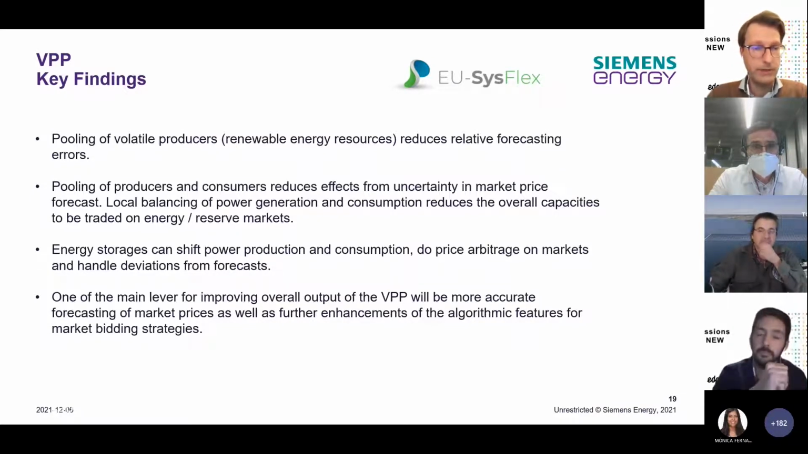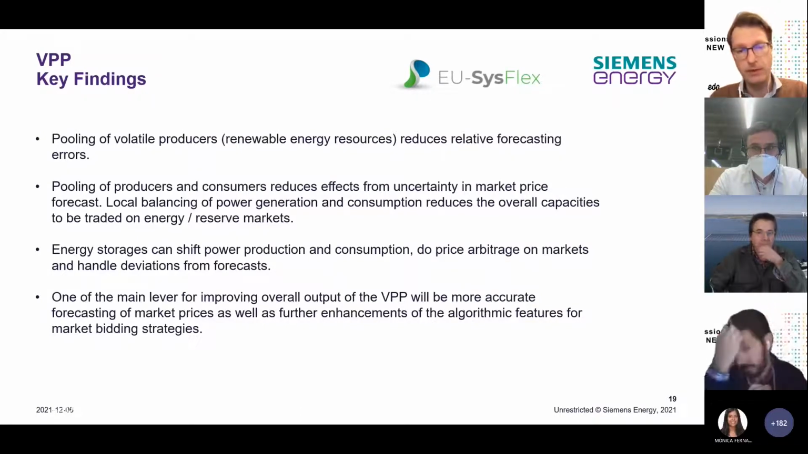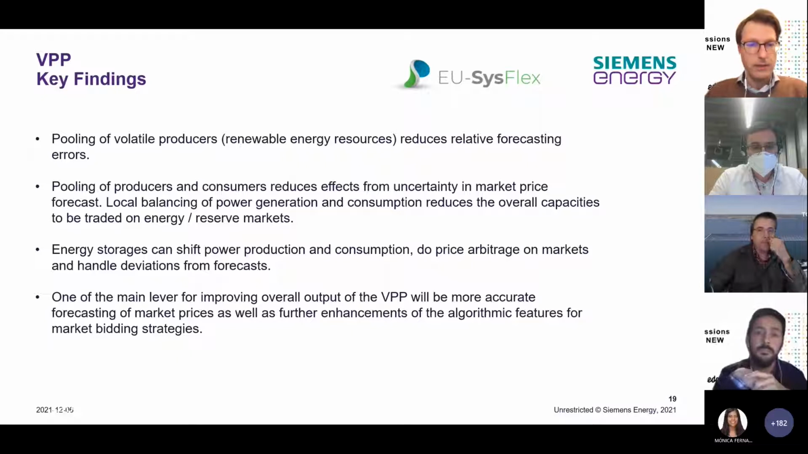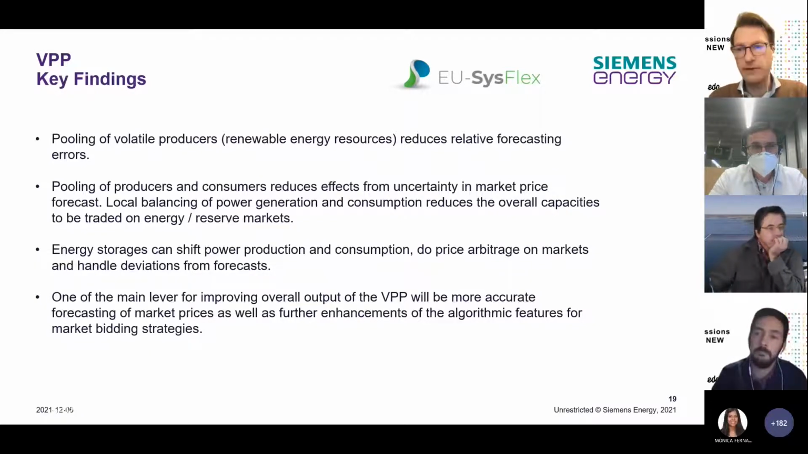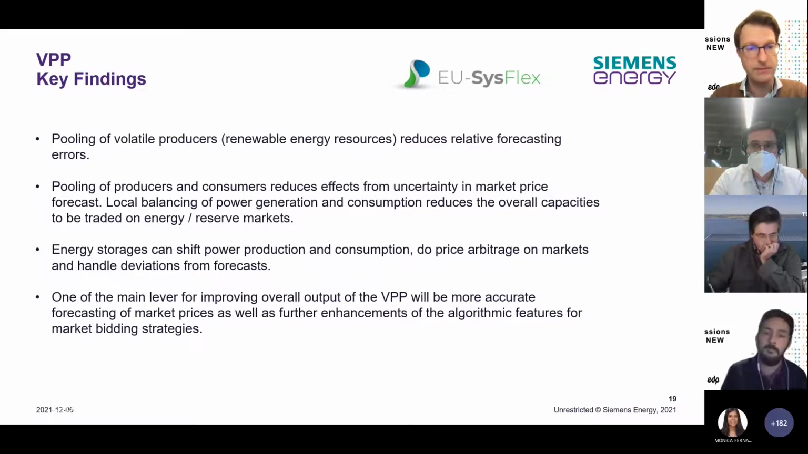So when we look at the first point, the pooling of volatile producers or renewable energy sources reduces the relative forecasting errors. That means if I just have one wind farm, the forecast error will have a huge impact. If I have multiple, the forecast errors are potentially canceling each other out a bit, at least.